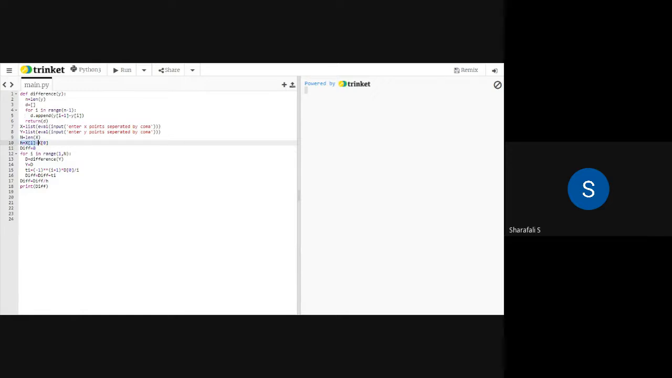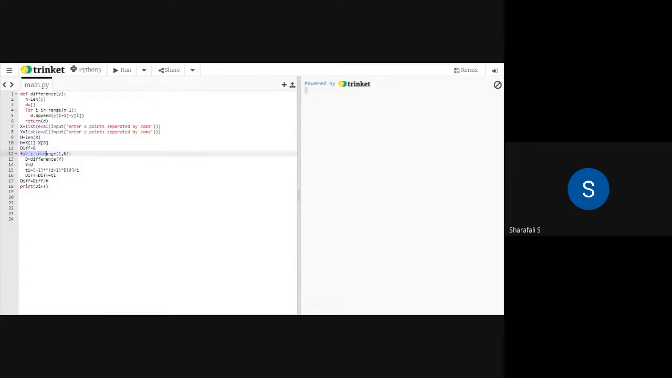And then you have to calculate what is h. H is nothing but x1 minus x0, the second value of x minus the first value of x. That will give you h, that is the interval of the given data points. And then we have initialized diff as 0. That is your differentiation value, which is equal to 0.